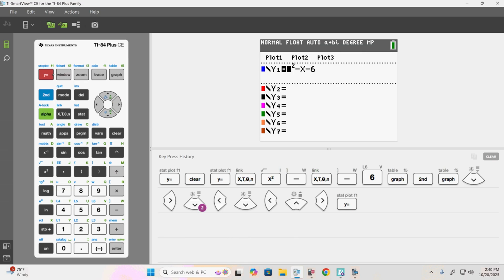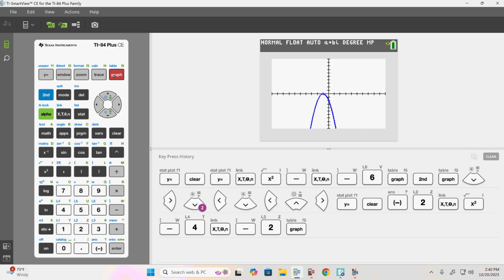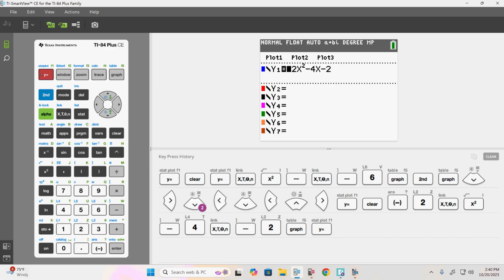So we can grab the graphing calculator and hit y equals. Now we can clear this out. And what we're going to type in is what? Negative 2x squared minus 4x minus 2. Are we able to get this typed in? Once you get it typed in, hit graph. Oh, actually, I had second graph. So the x squared, yeah.